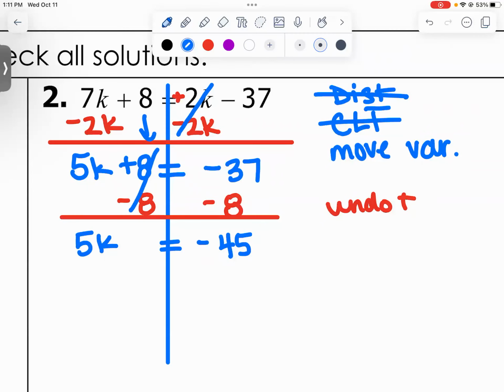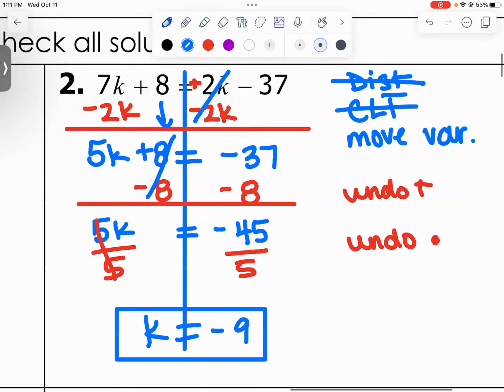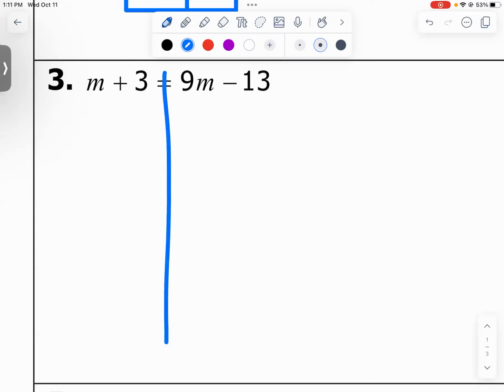Ruby, what's our last step? We need to undo our multiplication by dividing by 5. K equals what? Let's go. All right. You guys are such rock stars. Why don't you do number 3 by yourself? You got it. I believe in you.